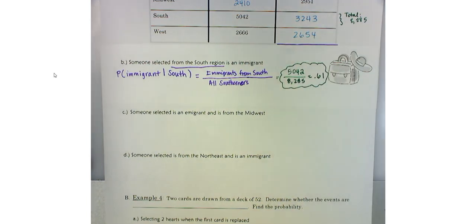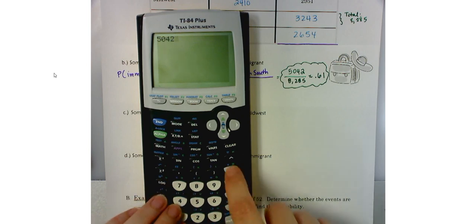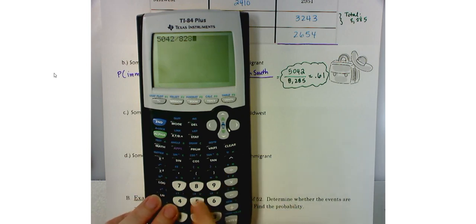Make sure that you guys are rounding correctly too. So 5042 divided by 8285. Okay, so you're looking at the 8, that's what rounds it up. If it was a 0, you need to leave it as a 0 if it's not an exact answer.